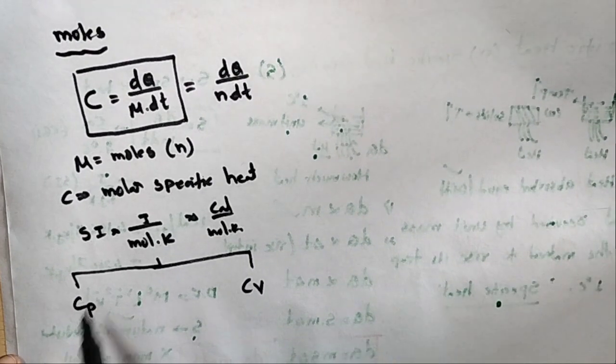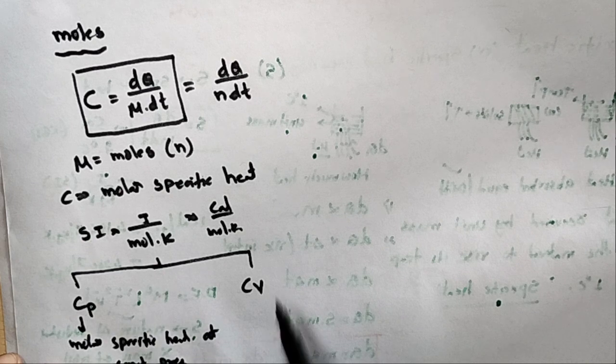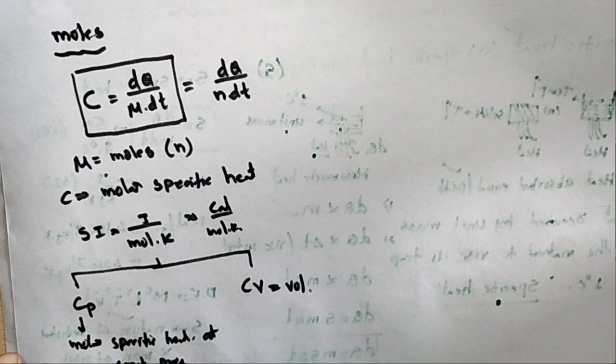Cp and Cv. What is the molar specific heat? P means pressure, that is, at constant pressure, that is called Cp. Cv means the molar specific heat at constant volume.